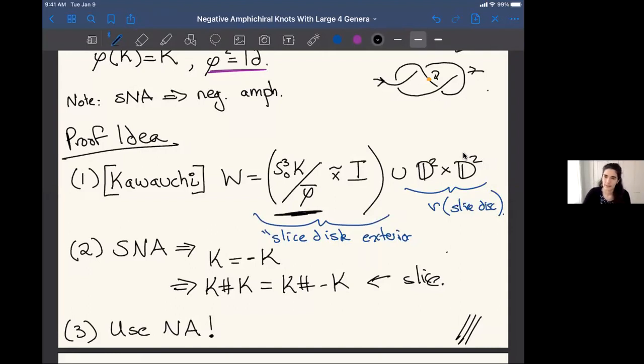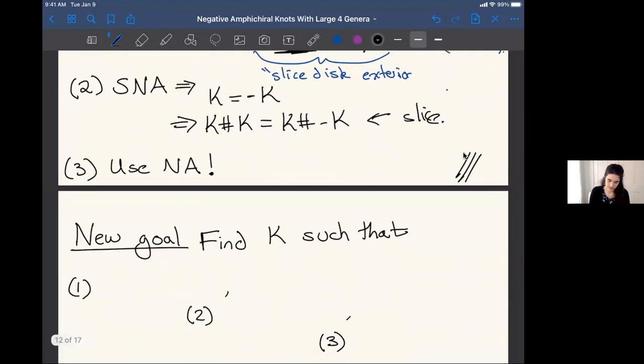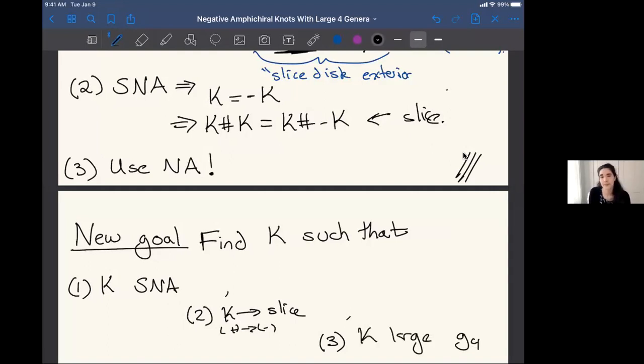All right. So here's the new goal, which is, again, our old goal was just to find knots that are close to slice-like, and yet have large 4-genus. But now, because of this proposition, I want K to be strongly negative amphichiral. I want K to go to a slice knot via positive to negative crossing changes. And finally, I want K to have large 4-genus.